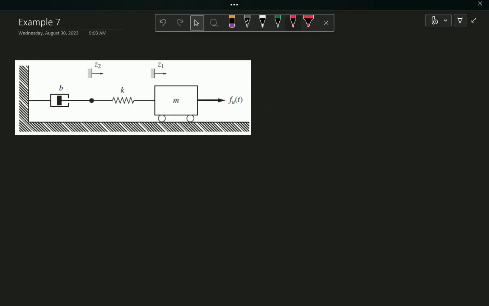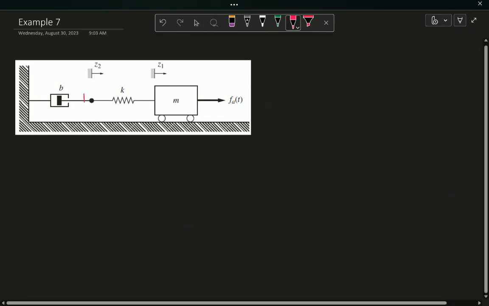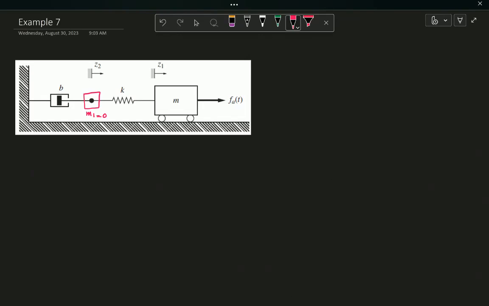Whenever you have a spring and damper in series, what we can do is throw a massless node between them. I'm going to call this one M1 equal to 0, or M2 equal to 0. I'm going to treat this massless node as a mass, draw a free body diagram for it, and put the equations of motion for it. But when I do the equations of motion at the very end, I would substitute the value for mass m1 as 0.